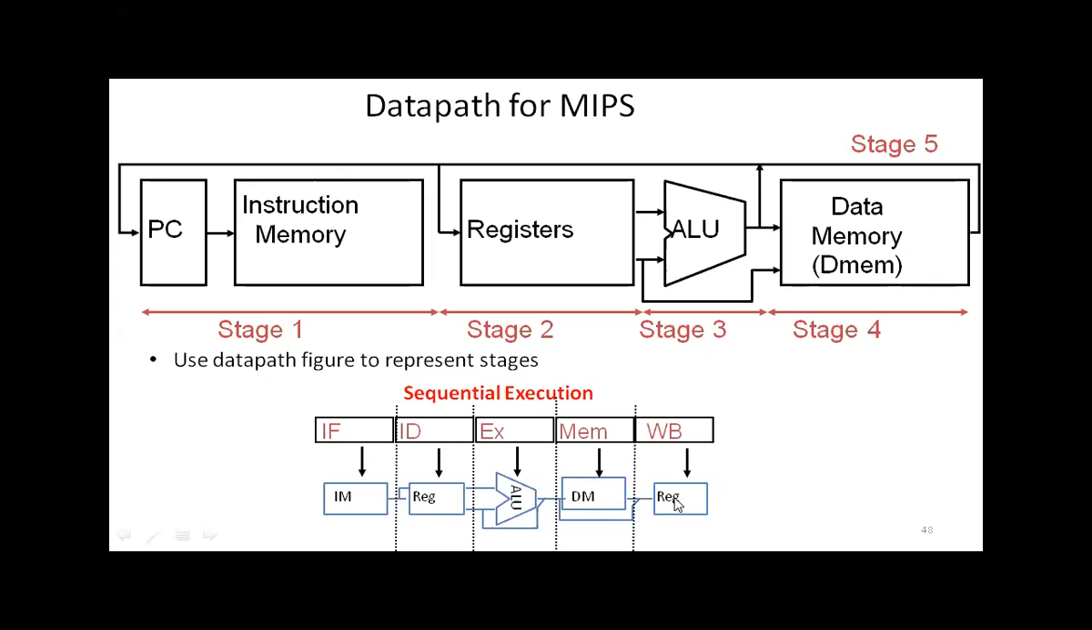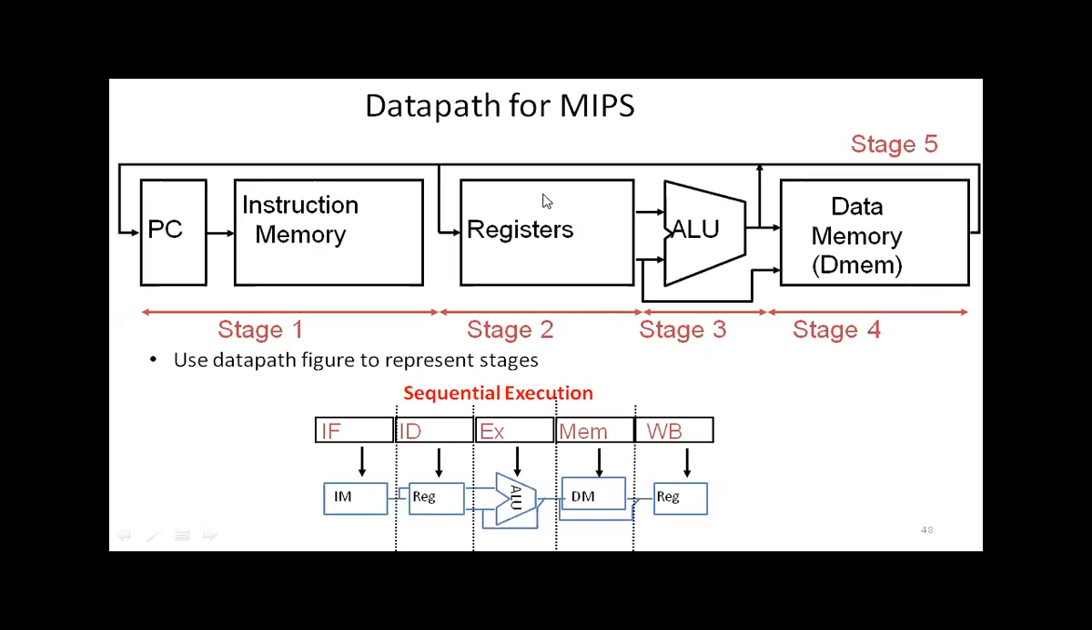Here the register is used; the register is written here. So this is the sequential execution of an instruction. First IF is done, then ID, then EX, then MEM, then WB. And this is the picture where we show these 5 stages. In stage one, PC is used. PC gives the address, and instruction memory is used for fetching the instruction.